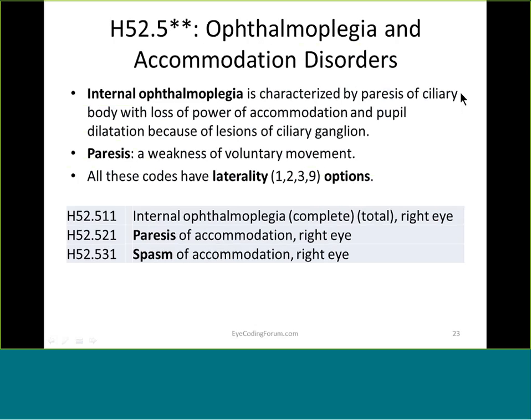On the next slide, we have internal ophthalmoplegia. That's characterized by a paresis of the ciliary body with loss of power of accommodation and pupil dilation because of lesions of the ciliary ganglion. Paresis means a weakness of voluntary movement. All of the codes below have laterality options. Notice that I've defaulted on my slides to the right eye only to conserve space. And these also follow the convention where 9 is the unspecified eye code.